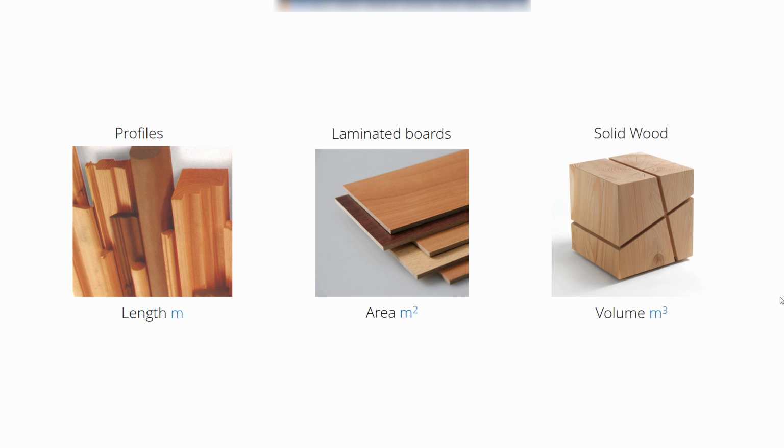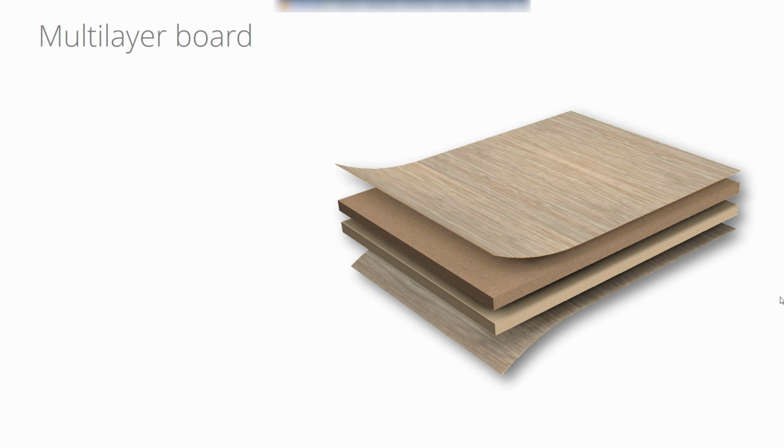If you have a profile, it's enough to cut the exact length that we need. If you have a laminated board, we need to be precise in cutting the right area. It's important how many square meters we will have. If you are speaking about solid wood parts, then the volume becomes important. So we need to know how many cubic meters we will need to request from our supplier to make such furniture. Moreover, each of those has its own unique features. I will not speak about all of them, because it would turn into a training session, not a presentation. But let's speak about the multi-layer board, for instance.